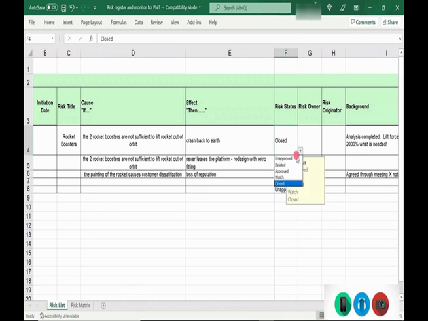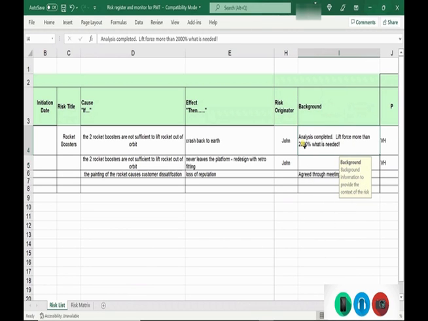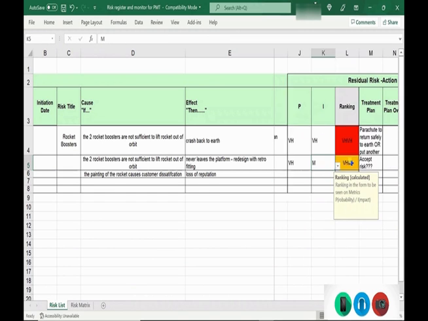Approved means it is a genuine risk, and once it's approved, it just stays on there. Risk owner is the person who is going to manage that risk, who is going to mitigate it. This could be Bob, poor old Bob. Who's the originator? Who came up with the risk? John. And that's important, because if Bob has any questions on the risk, he may want to go back to the originator, in other words John, and say, hold on a minute, where did this risk come from? Background, is there any analysis completed, etc.